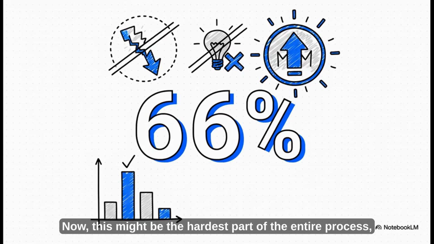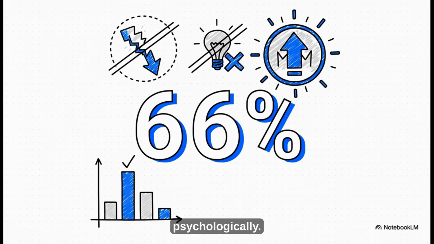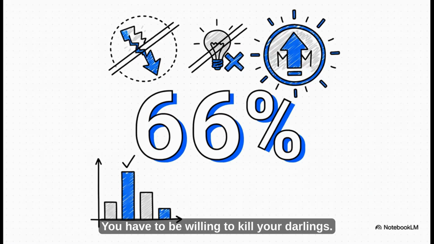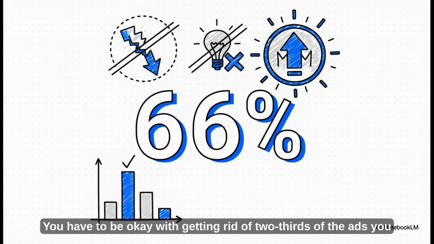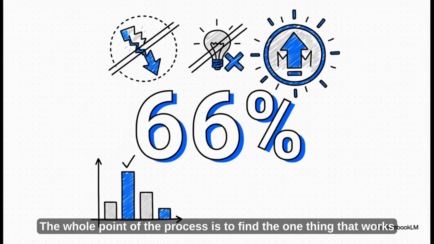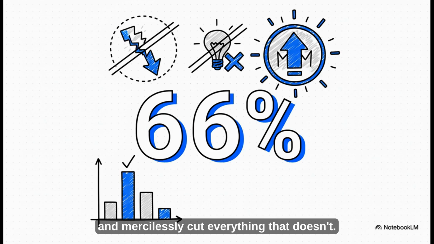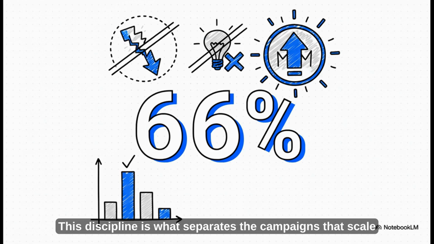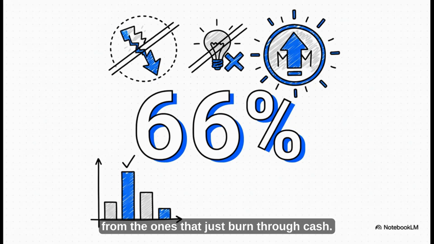Now, this might be the hardest part of the entire process psychologically. You have to be willing to kill your darlings. You have to be okay with getting rid of 2/3 of the ads you just worked on. But this is not failure. This is success. The whole point of the process is to find the one thing that works and mercilessly cut everything that doesn't. This discipline is what separates the campaigns that scale from the ones that just burn through cash.